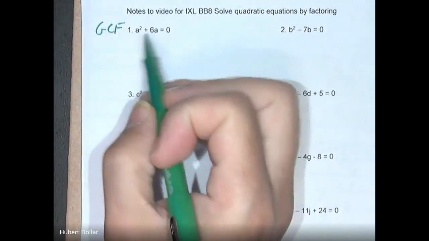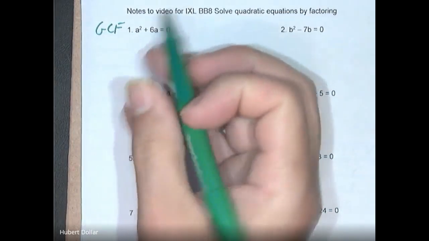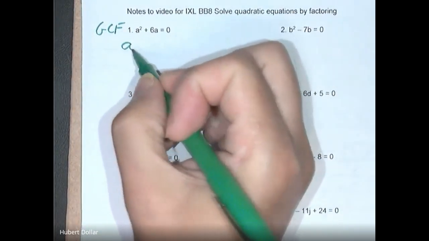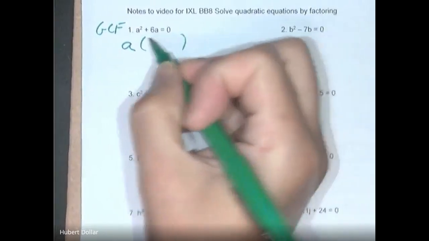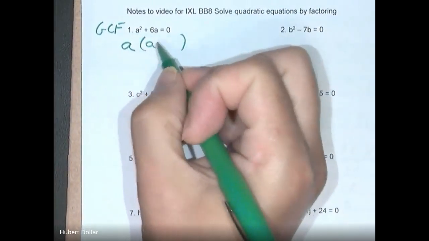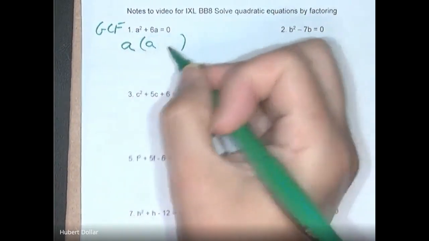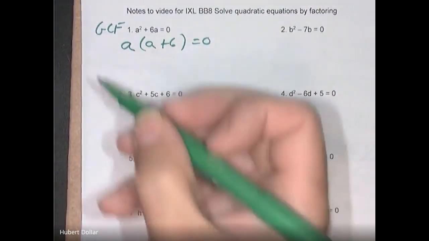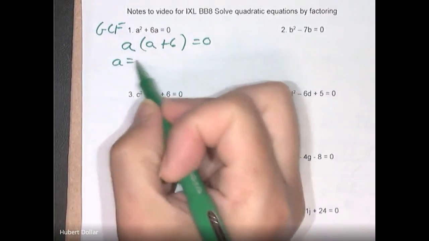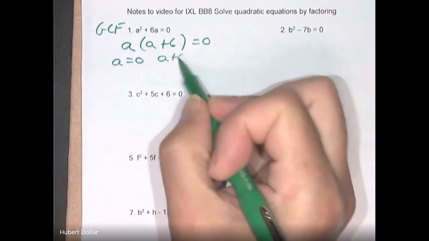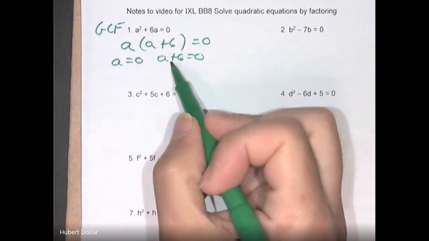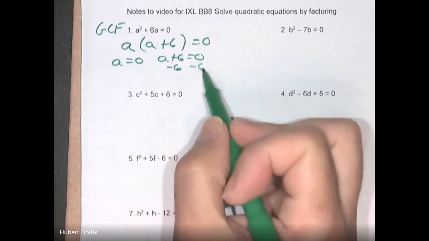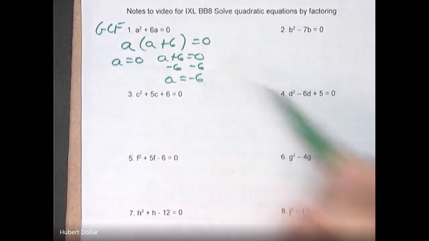If you look at a squared and 6a, both of them have an a, so you can divide out an a. A squared divided by a is a. 6a divided by a is a positive 6, which equals 0. Using the zero product property, a is equal to 0, or a plus 6 equals 0. The opposite of adding is subtracting, so a equals negative 6.